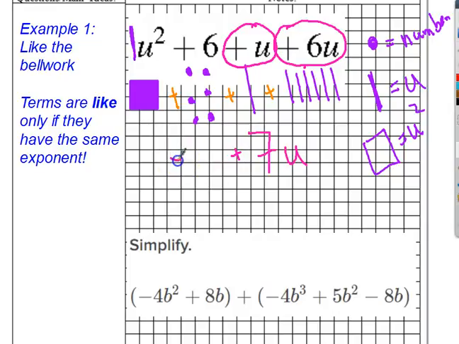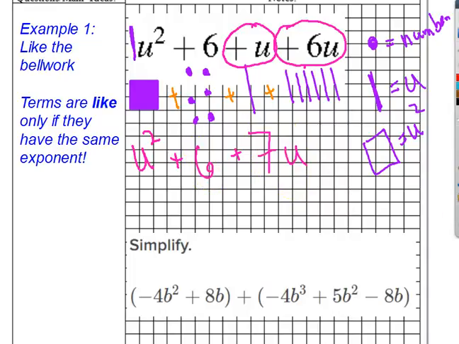Okay, what about these other two terms? I can't combine those two terms at all, so I just have to leave this expression alone. So it's u squared plus 6 plus 7u. Why can I not combine this one and this one? Use the word exponents. Why can I not combine those two? Kareem. Right, they do not have the same exponents, or you could also say they do not have the same degree.